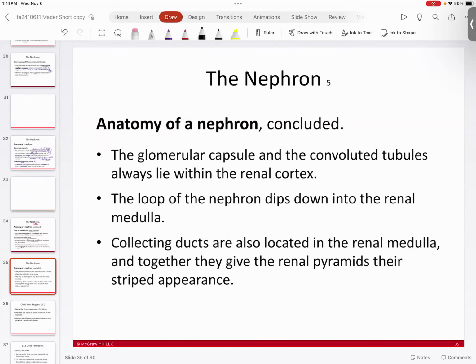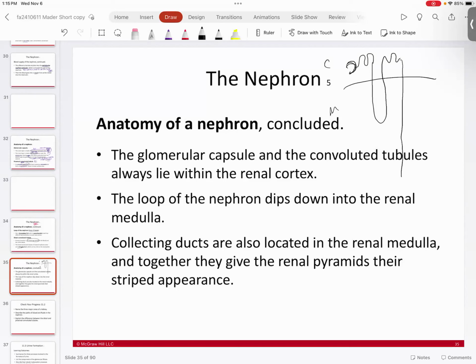So you go from the glomerular capsule to the convoluted tubules, and these are all basically in the cortex of the kidney itself. The loop then will dip down into the medulla, into the medullary area, and then that'll come back up to the cortex. So if you have the cortical and medullary breakdown, here's the cortex, here's the medulla, your capsule and the proximal convoluted tubule will be up here in the cortex. And then your loop will dip down into the medulla, and then it'll come back up here to the distal convoluted tubule, where you'll have the collecting duct basically that goes down.